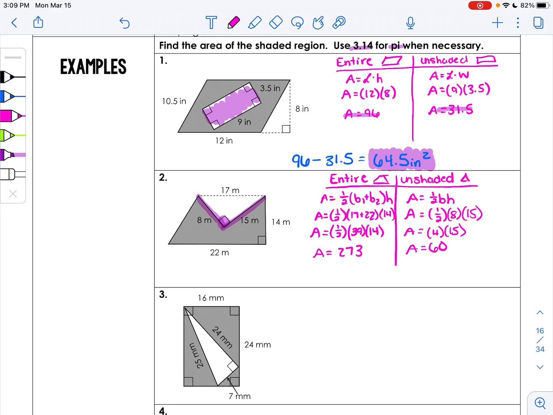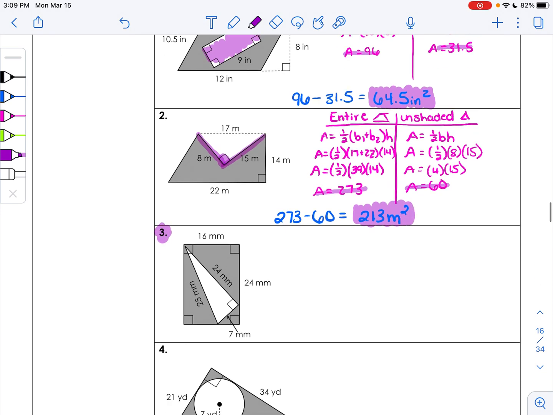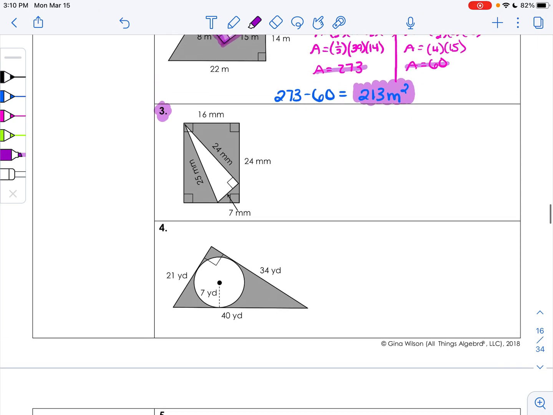So then I can take these two areas that I found, 273 and 60, and I can subtract them. So 273 minus 60. And you can do that by hand, or you can put it in your calculator. When you type it into your calculator, you get 213. And we're talking about meters, and we're still talking about area, so it's meters squared. Go ahead and highlight number 3, and let's look at number 4.